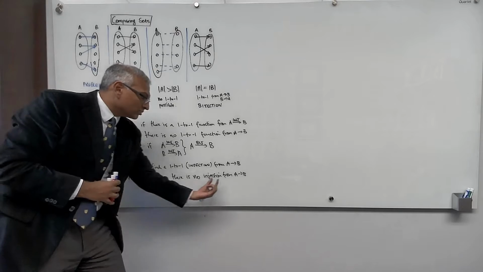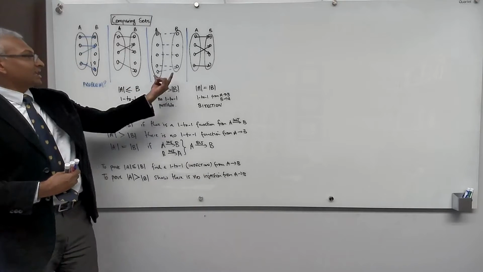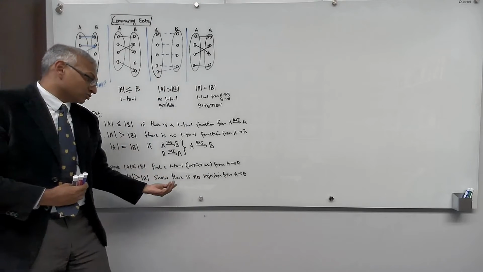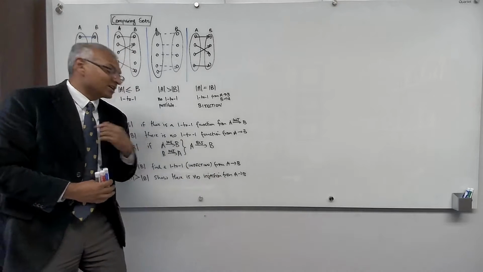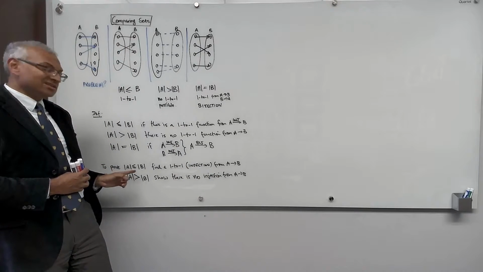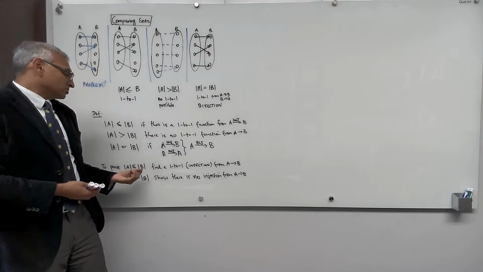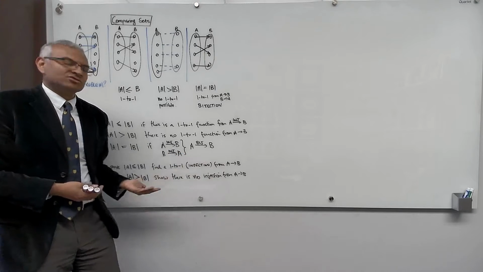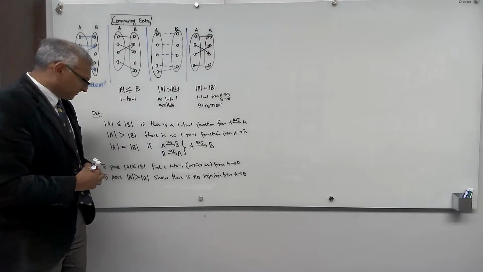To show that there is no injection requires a sophisticated argument. Like here we use the pigeonhole. Why? Because you have to show that there's no possible way to construct an injection. Showing that the size of A is less than or equal to the size of B is much easier. You just have to show existence. You have to give an example of such an injection.